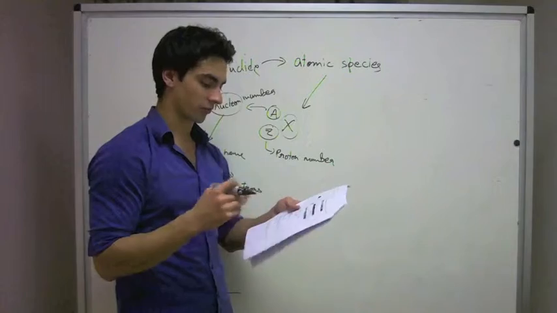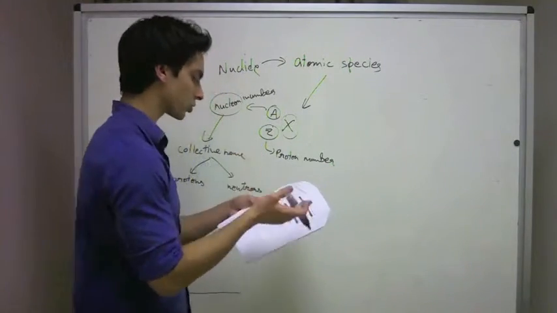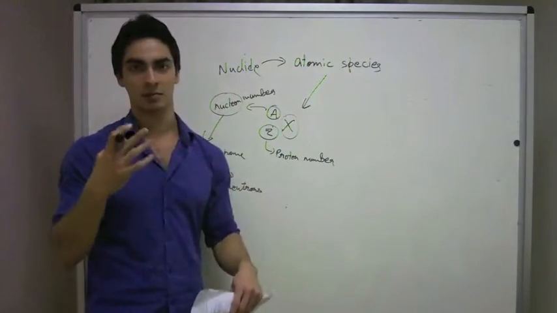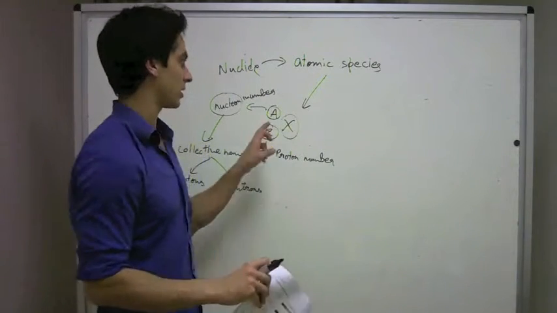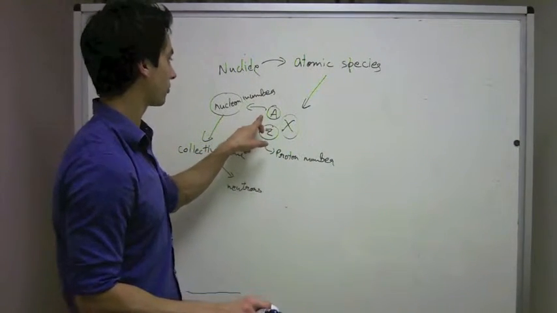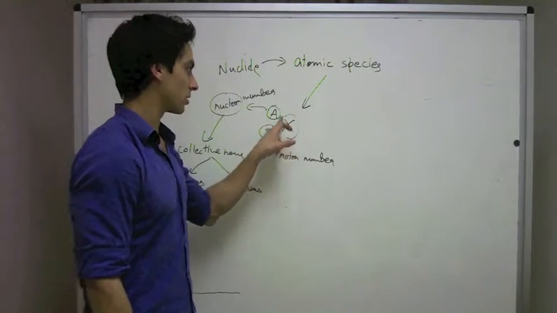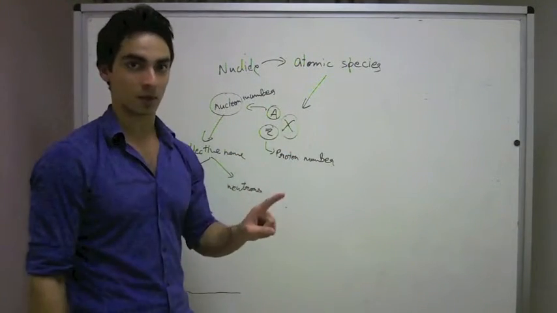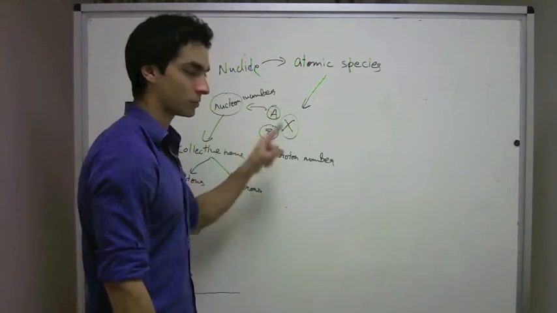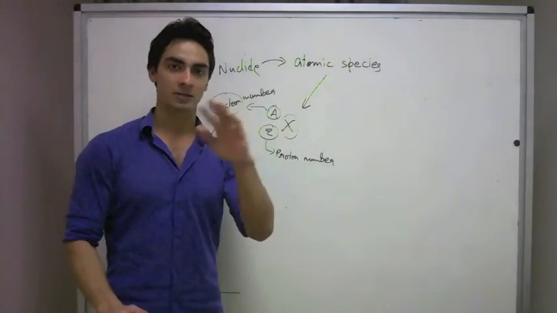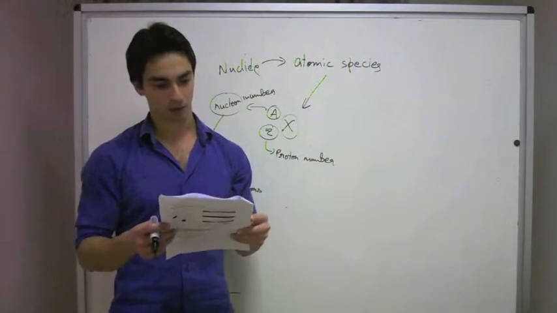Then there's the definition of isotope. Isotopes are basically variants of the same atom or element with a different number of neutrons. So as long as the proton number is the same, the species would be the same. But if the number of neutrons is different, then they would be isotopes of each other.